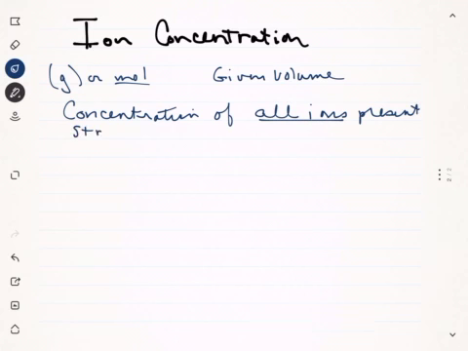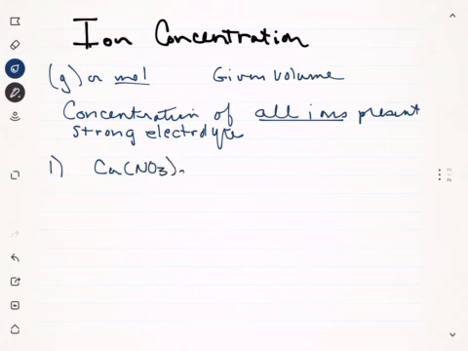Okay, for our first problem, we are given the following. We are dealing with calcium nitrate, which has 1 calcium and 2 nitrate ions. So that's our substance, and we have 0.100 moles in 100.0, not 1,000, 100.0 milliliters of solution.